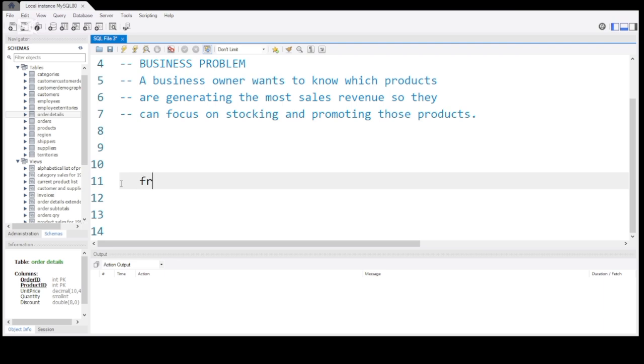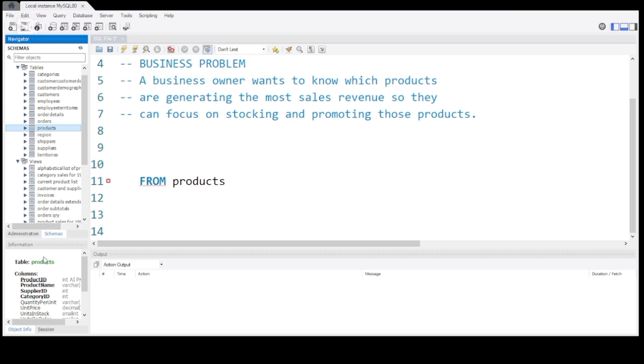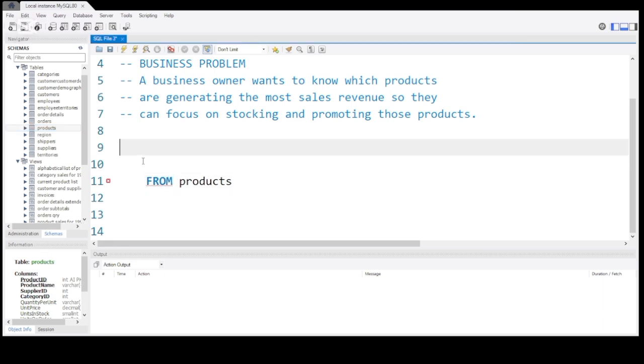From the product table, products, that's the same way it's written in the database. We're going to select from here. Select the product name in the product table. We want to get the product name.